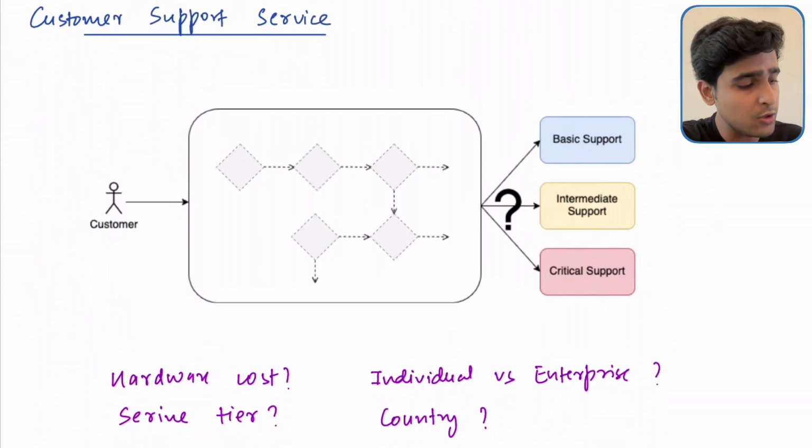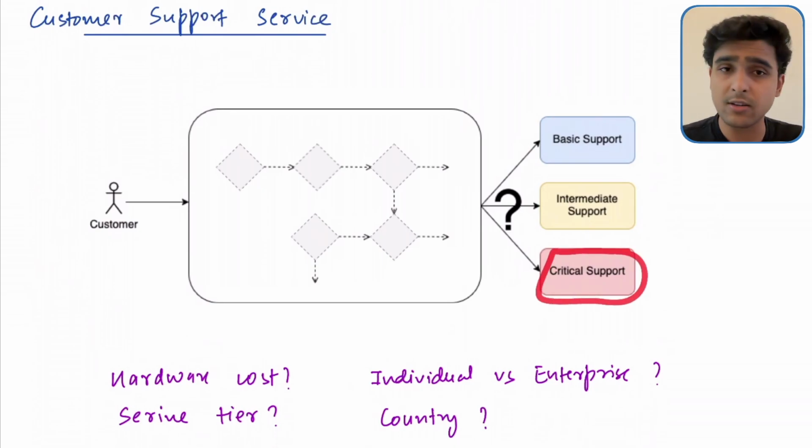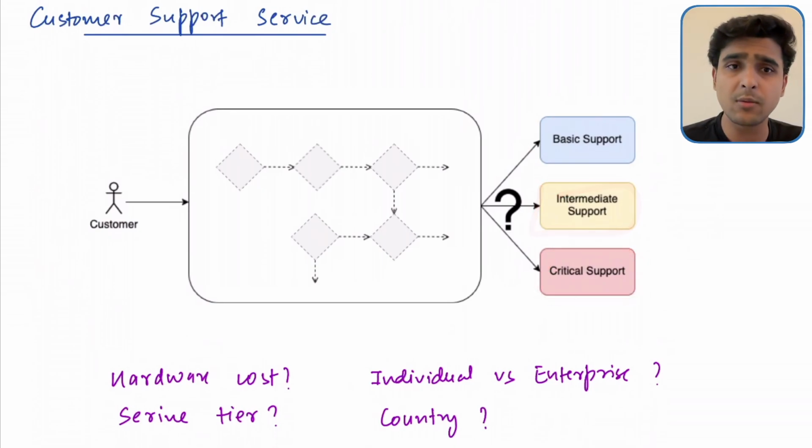Now, if the user is an individual, then you will assign it to the intermediate support. But if the user is an enterprise, you may want to assign it to either intermediate or critical. Based on the country, for some countries, if they are enterprise, you want to assign it to critical support, or you will handle it via the intermediate support service. So as you can see, there are a lot of conditions used to decide which support service to use. Now this system is not scalable in a way.